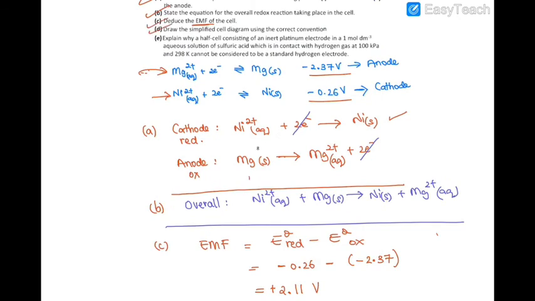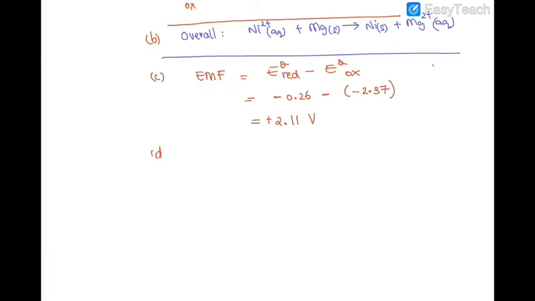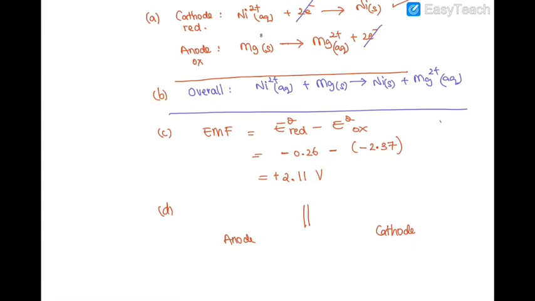Draw a simplified cell diagram using correct convention. So I'm going to have the salt bridge. On the left hand side, I'm going to have the anode, and on the right hand side, I'll have the cathode. So the anode has Mg solid in contact with Mg2+ aqueous, and the cathode has nickel 2+ aqueous in contact with nickel solid.